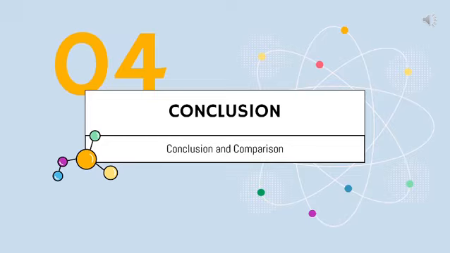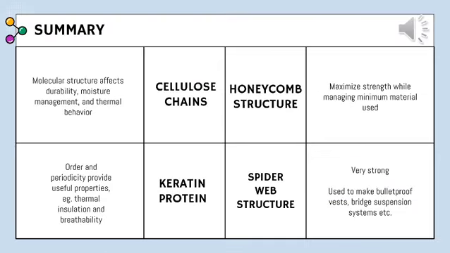Now, I'm going to conclude our presentation. This table presents the summary of our presentation. The honeycomb structure is the most efficient geometric shape, and the spiderweb structure is extremely strong. Cellulose chains and plain weave arrangement largely affect the durability, moisture management, and thermal behavior fit for cotton shirts worn in summer. Keratin protein is found in wool fiber.